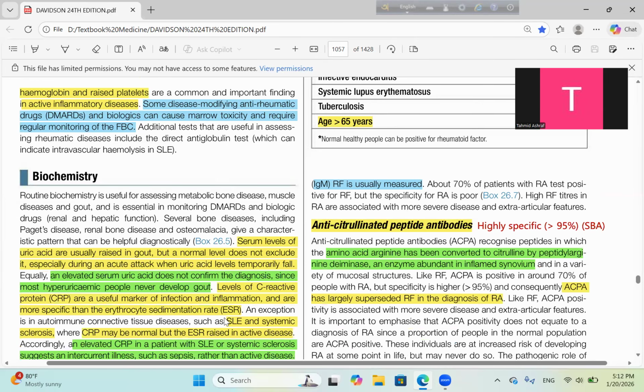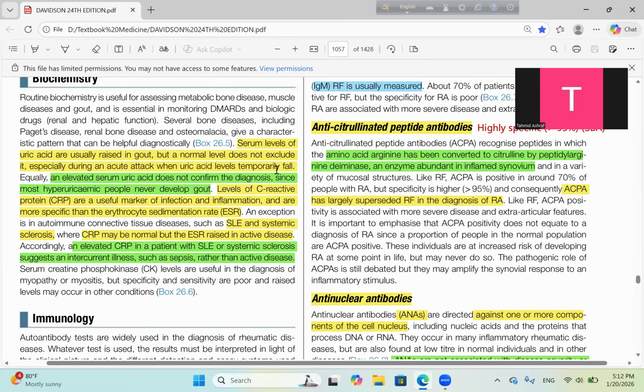We will continue with the biochemistry. So here, serum levels of uric acid are usually raised in gout. We all know that, at least most of us know this. Serum levels of uric acid, that means increased uric acid level in the blood, hyperuricemia. So it usually occurs in gout.